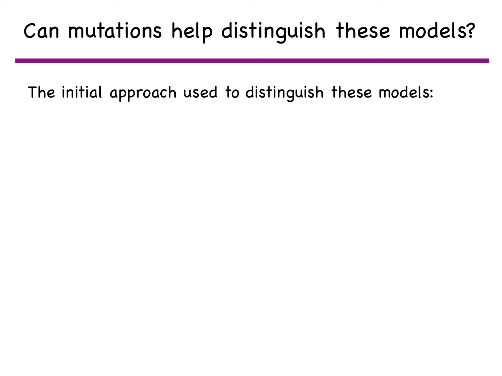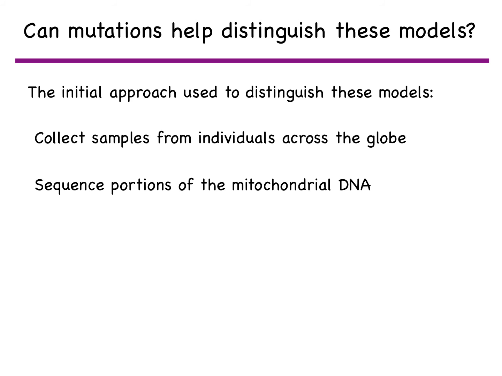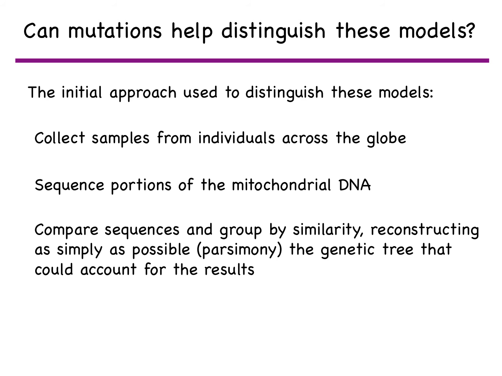Since we're talking about mutations, we're obviously going to use mutations to distinguish these two models. The initial approach that was used to distinguish these models was collecting samples from individuals across the globe and sequencing portions of the mitochondrial DNA. Then they compared sequences and grouped them by similarity, reconstructing as simply as possible. The term used for this is parsimony, the simplest possible explanation, essentially the genetic tree that could account for the results.